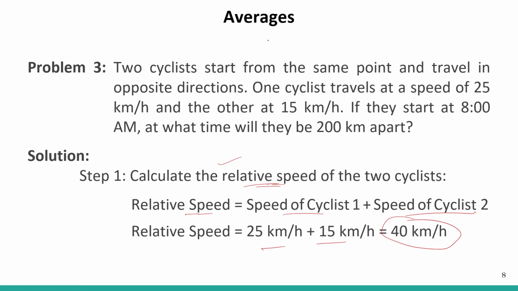Now you can assume one person is just standing right here and the other person is moving. But in the original case, they started from here, then one started moving left and the other started moving right, and we have to calculate the time. At this moment it was 8 a.m., right? And if they are 200 kilometer apart, what will be the time?